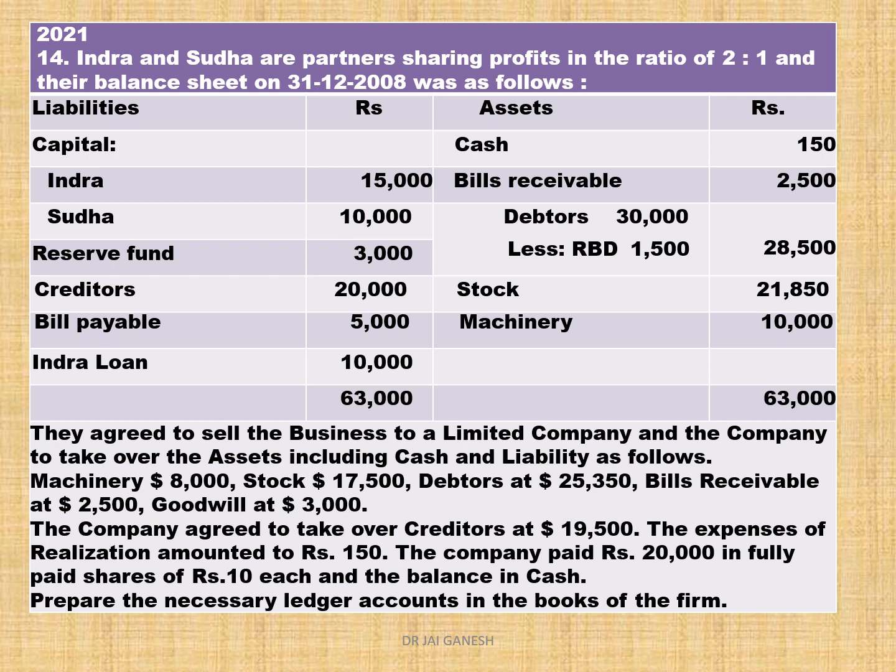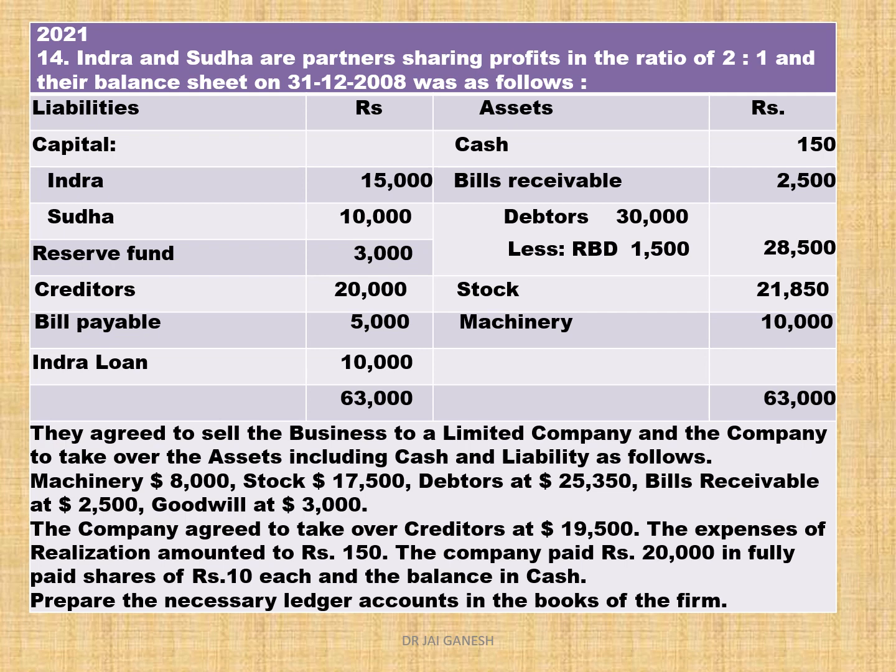They agreed to sell the business to a limited company and the company to take over assets including cash and liability as follows. Machinery 8,000, stock 17,500, debtor 25,350, bills receivable 2,500, goodwill 3,000. The company agreed to take over creditors at 19,500. Expenses of realization amounted to rupees 150. The company paid 20,000 in fully paid shares of rupees 10 each and balance in cash. So prepare necessary ledger account in the books of the firm.